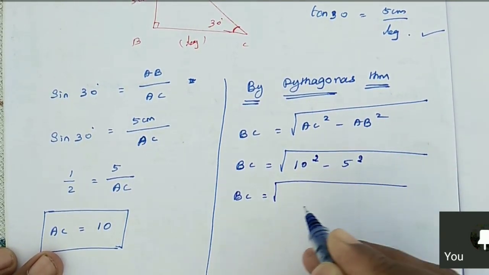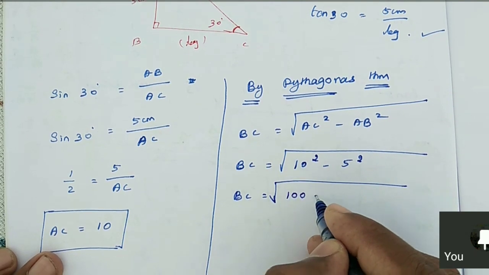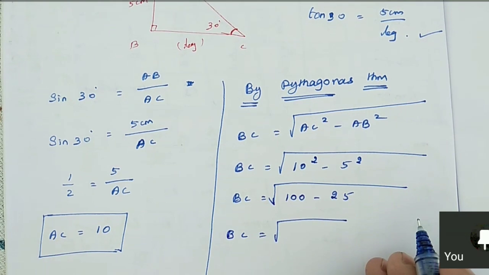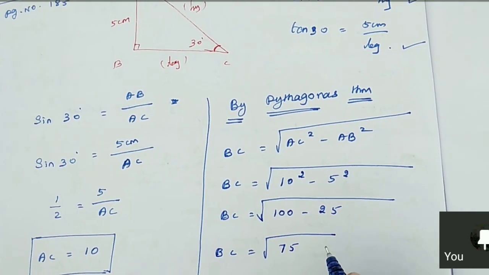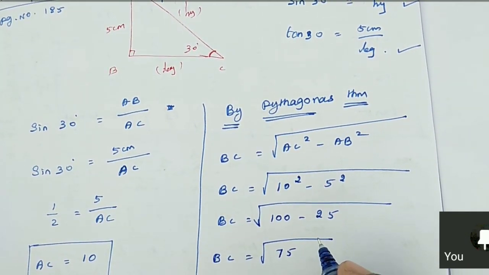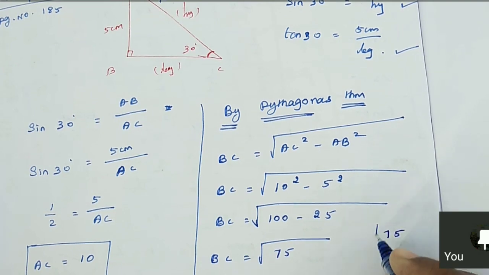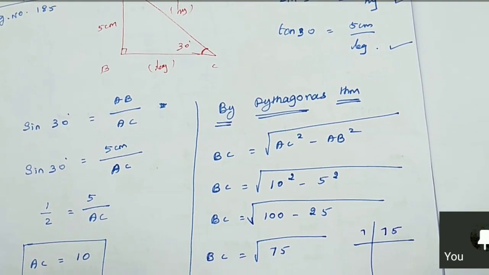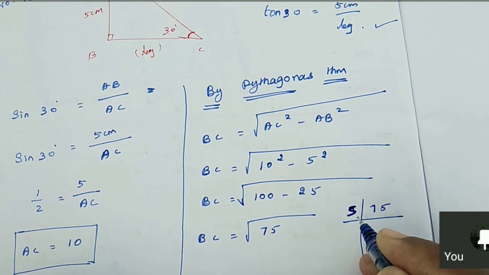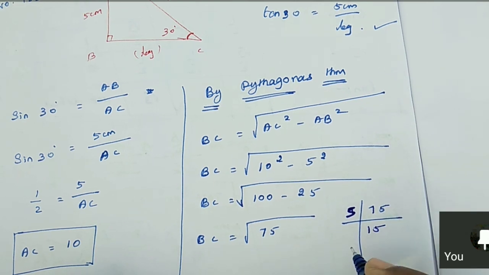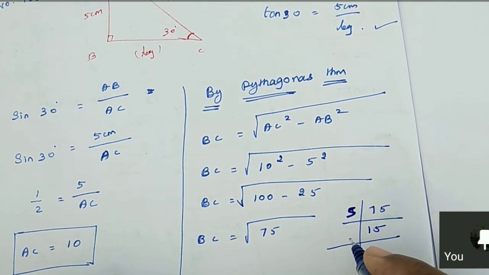So BC is equal to root of 100 minus 25, that is 75. Now can we take 75 as a common factor or not? Listen, 75 can go with the prime factorization. 5 table. How many 5s are there? 1 5 is 5. Remaining 25, 5 5s are 25. Next, again 5.